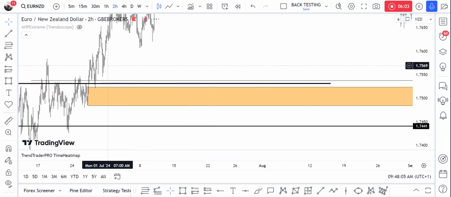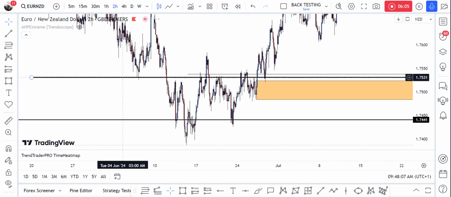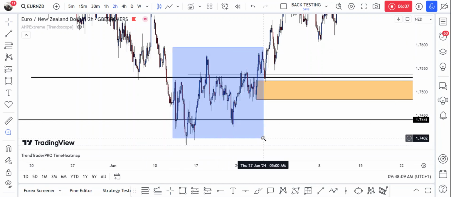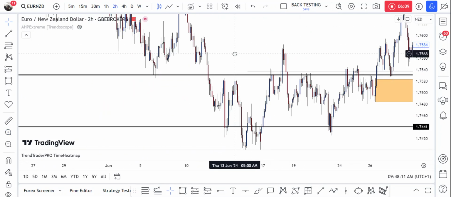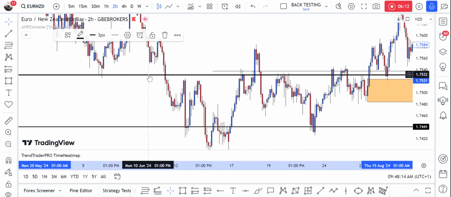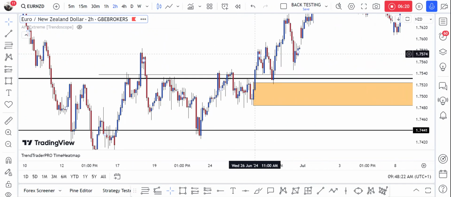Okay. This is the place I'm talking about. Now let me zoom in on this place. I said you see that this place right here is a support that has broken and retested as resistance, broken and retested as resistance. You see how price was reacting from this level.